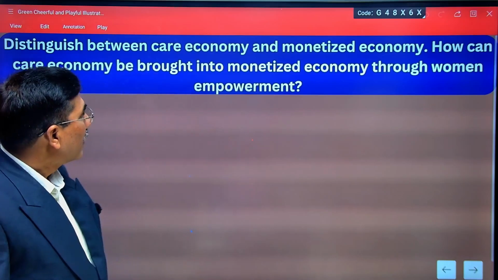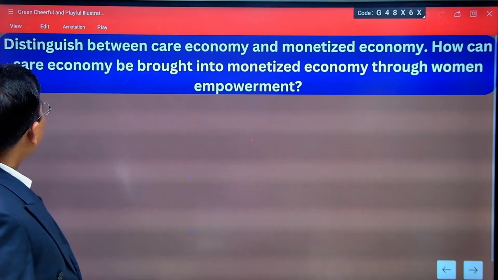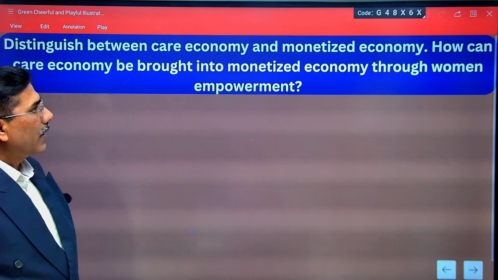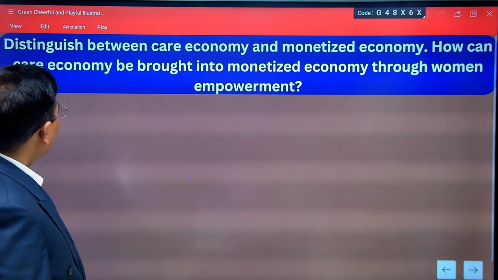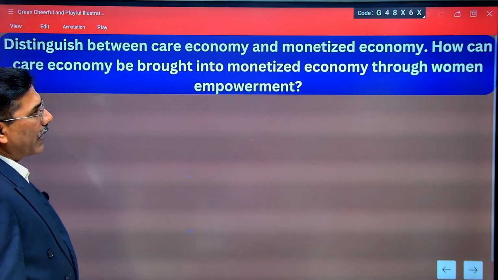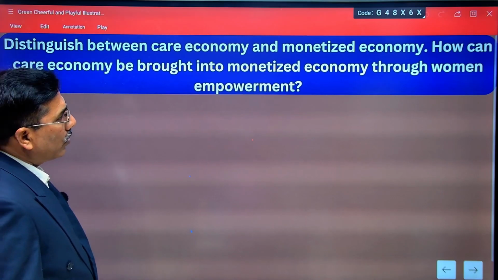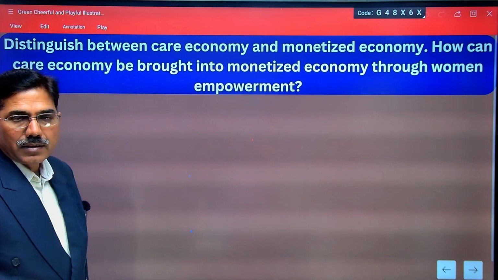Students, today our question is: distinguish between care economy and monetized economy. How can care economy be brought into monetized economy through women empowerment?